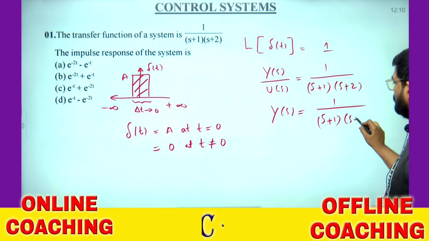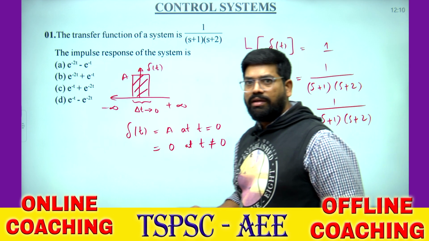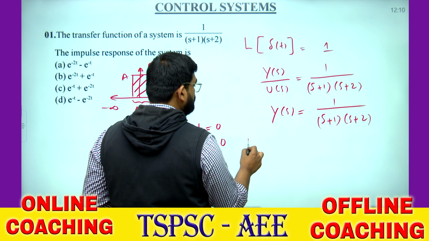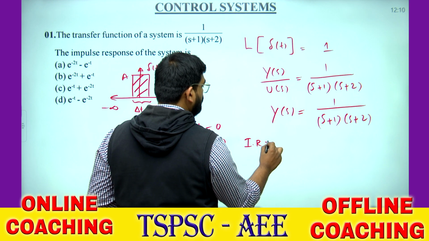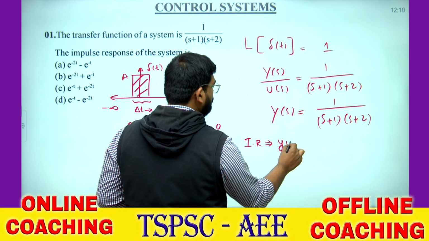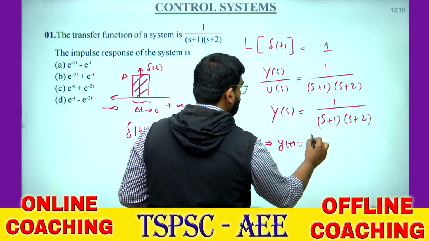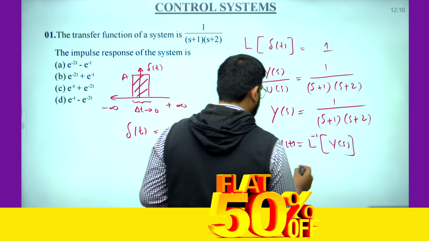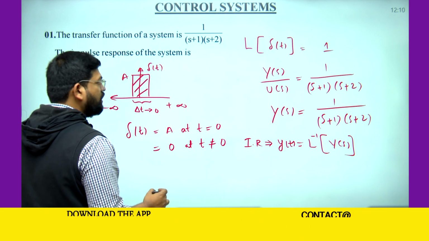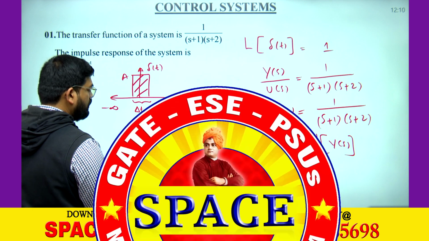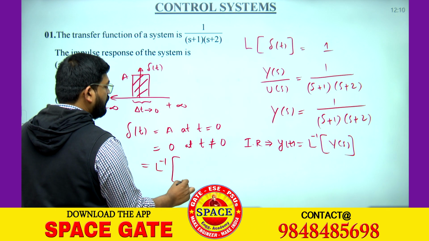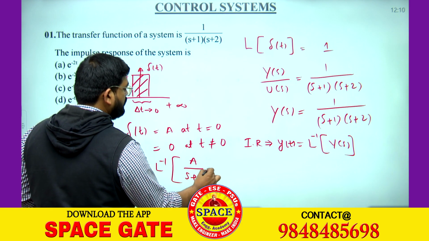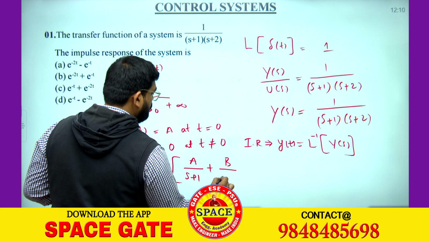But we want the relation in the time domain, so we need to find the inverse Laplace transform. The impulse response of the system is y of t, which is L inverse of Y of s. To find it, I write it in partial fractions as A by (s plus 1) plus B by (s plus 2).